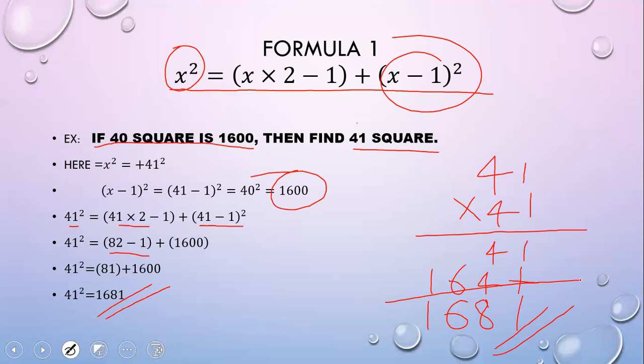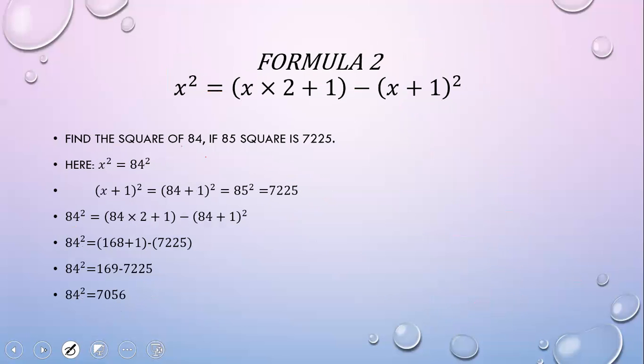Now let's go to the second formula. Second formula is to find the previous square number. Here, the equation is x squared is equals to x into 2 plus 1 minus x plus 1 whole square. So today's second example, we have given the square of 85 and we are supposed to find the square of 84. So 85 square is 7225.